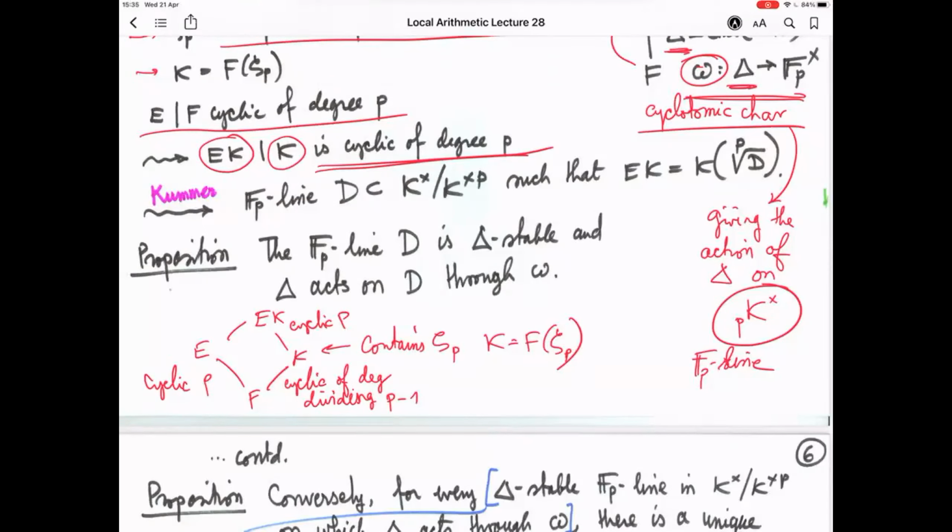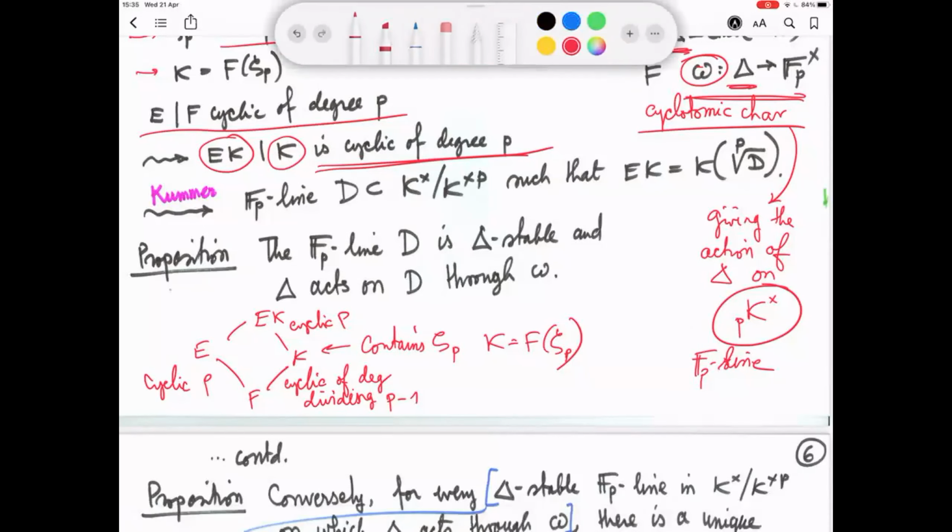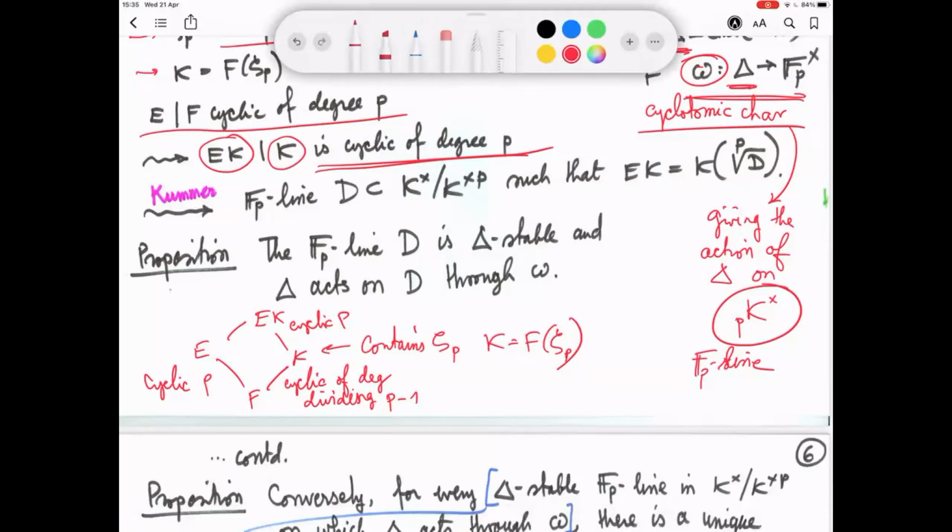Therefore, this EK over K, let me use a different color. Okay, green should be okay. So this cyclic extension of degree p, because K contains zeta_p, should correspond to an F_p line D in K star modulo K star to the p. And of course, this EK should be the extension obtained from K by adjoining the pth root of everything in D.